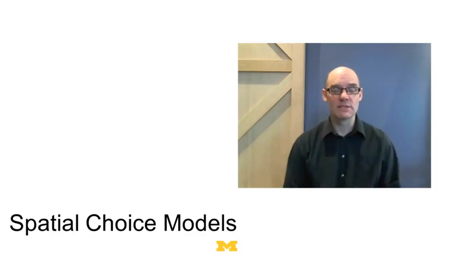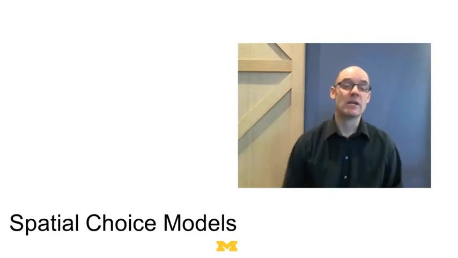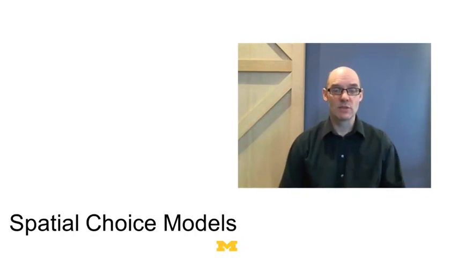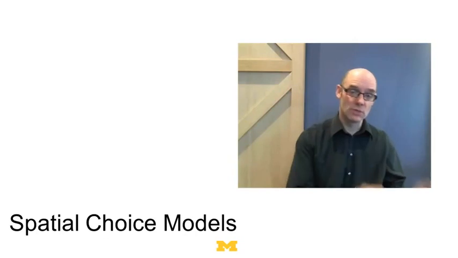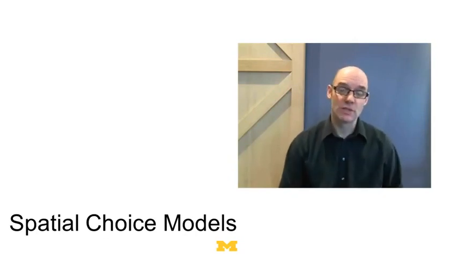So the difference here is that instead of just wanting more square footage or a larger lot, you're going to have an ideal point. So there's going to be a perfect amount that lies between too much and too little. These are known as spatial choice models.